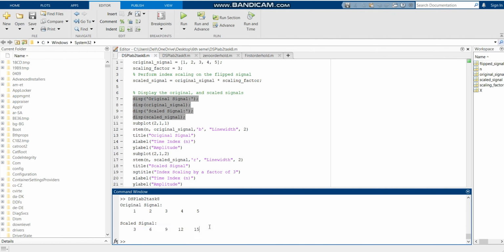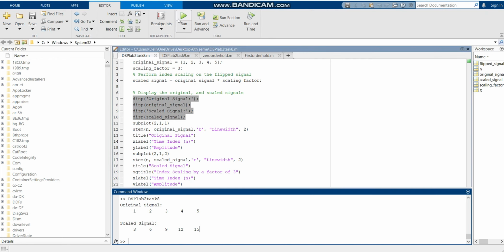This code creates a subplot with two stem plots to visually compare the original and scaled signals. Let us see the plots.